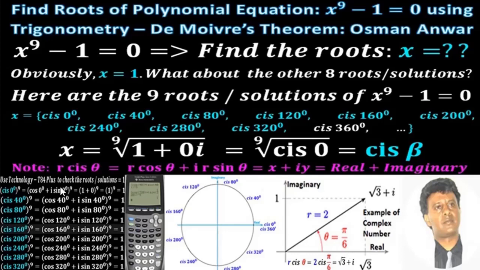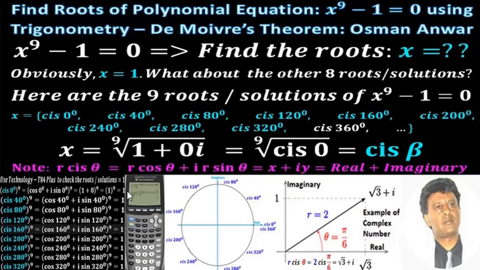So now if you want to verify that these are solutions of x to the 9 minus 1 equals 0, then you can plug this into a TI-84 calculator. If you put cis 0 degree to the power of 9, then you will get 1. In fact, here you don't even need a calculator. This is cosine 0 degree plus i sine 0 degree to the 9, and cosine 0 degree is 1, i sine 0 degree is 0, so that's 1 plus 0 to the 9, which is 1 to the 9 equals 1.